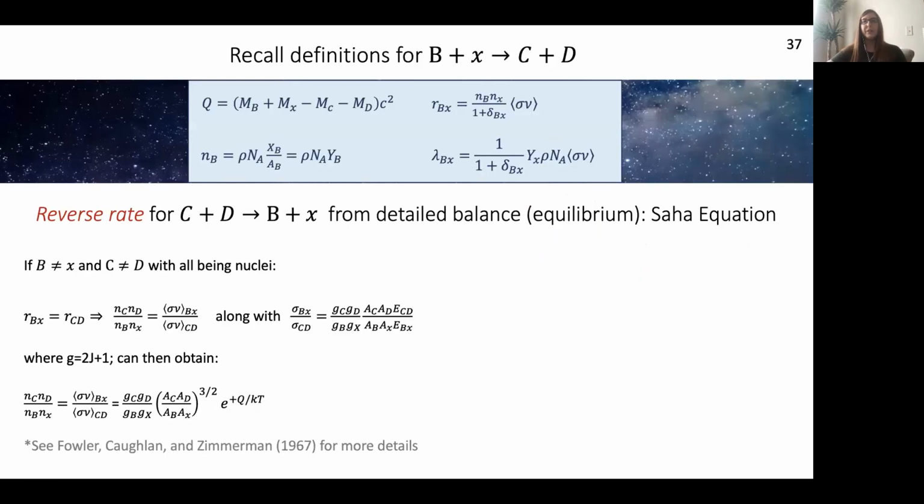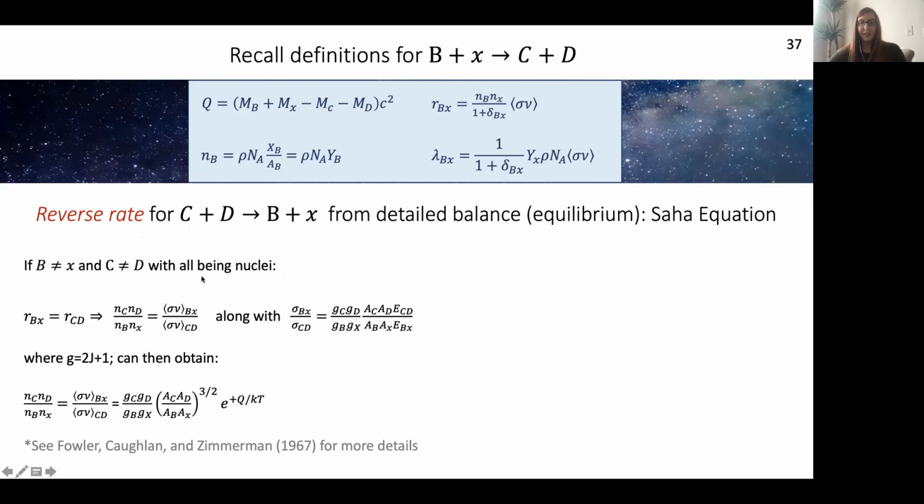Okay, so let's recall just a few of those definitions from the beginning: Q value, reaction rate, stellar reaction rate, and number density. And I'm just going to have them up here for reference. Now, what if we wanted to calculate the reverse rate? So C plus D goes to B plus X. Well, this tends to be done by something called detailed balance, which again is an equilibrium condition. This is often also called the Saha equation, okay?